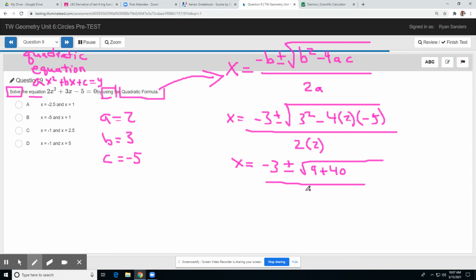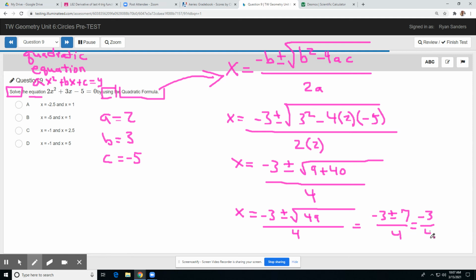All over 2 times 2 is 4. x equals negative 3 plus or minus the square root of 40 plus 9, which is 49, all over 4. The square root of 49 is 7. So this is equal to negative 3 plus or minus 7 over 4. Now, you can break this down one more time: negative 3 over 4 plus or minus 7 over 4.